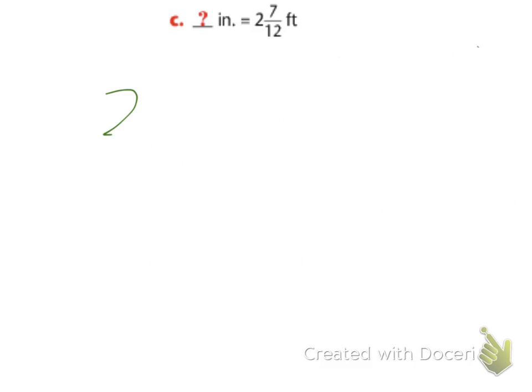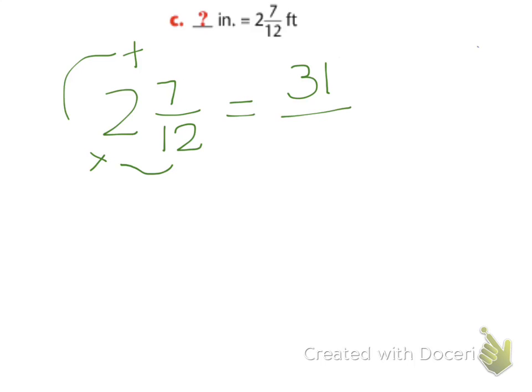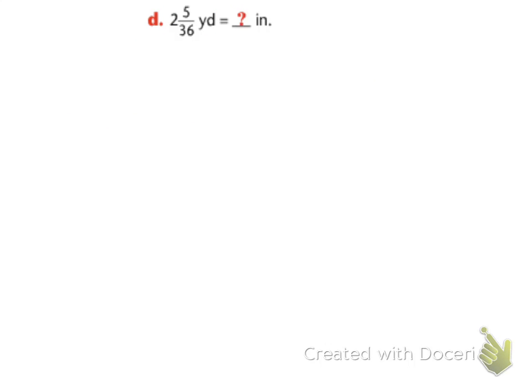Another way you can think of this, this is kind of just a quick way to do it. I convert this mixed number right here into an improper fraction. So 12 times 2 and then plus 7. So 12 times 2 is 24. 24 plus 7 is 31 twelfths. And so my answer right here is really this numerator. So 31 inches. Kind of a quick and easy way to do it if you're using mixed numbers and improper fractions. Alright, we're going to go on to the last one.